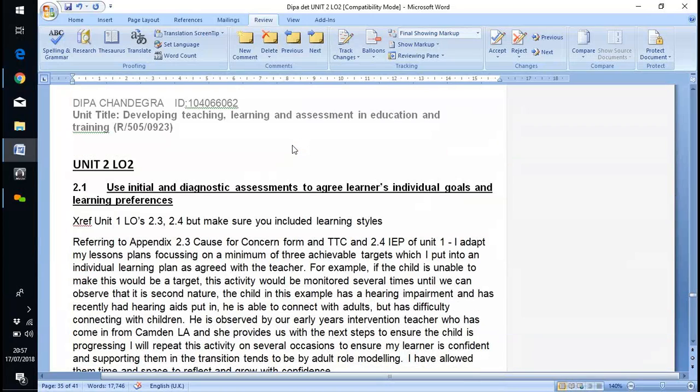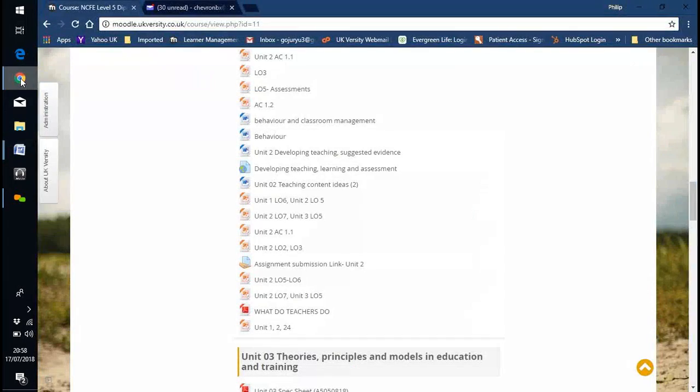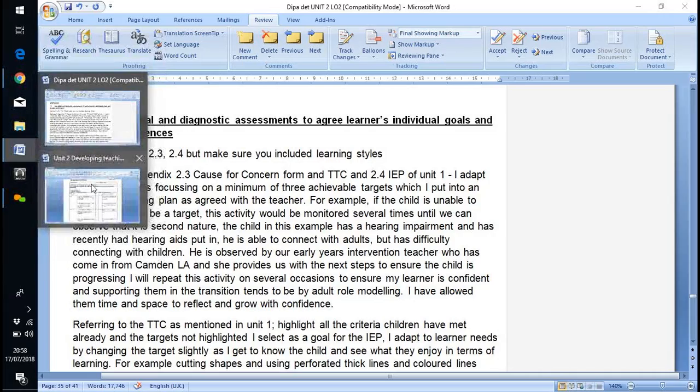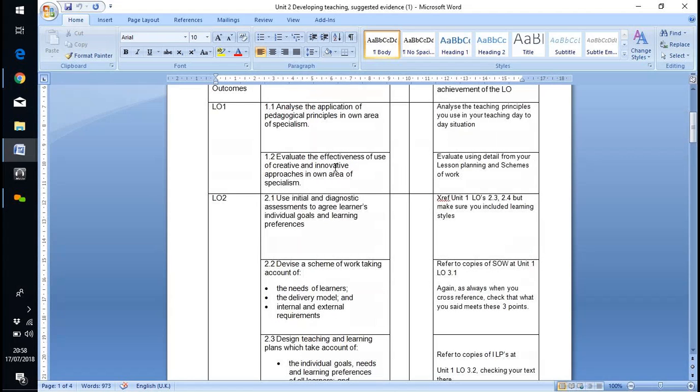I think it goes on from there to 2.1, the use of initial and diagnostic assessments. Now you've already got this from Unit 1. 2.1 cross-references Unit 1's LO 2.3 and 2.4, but make sure you've included learning styles. You've already written quite a bit there. You didn't need to have written all that unless you hadn't included learning styles in the piece you'd written for 2.3 and 2.4 on Unit 1.